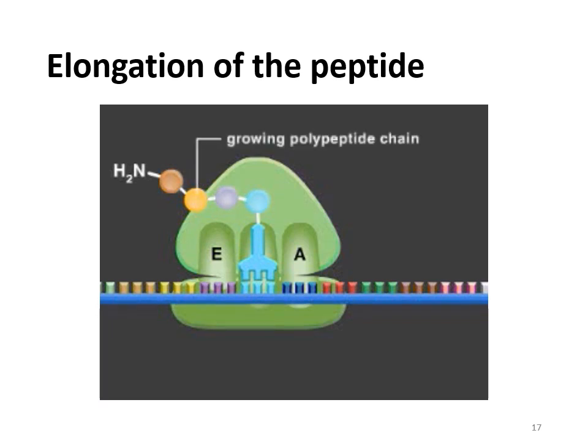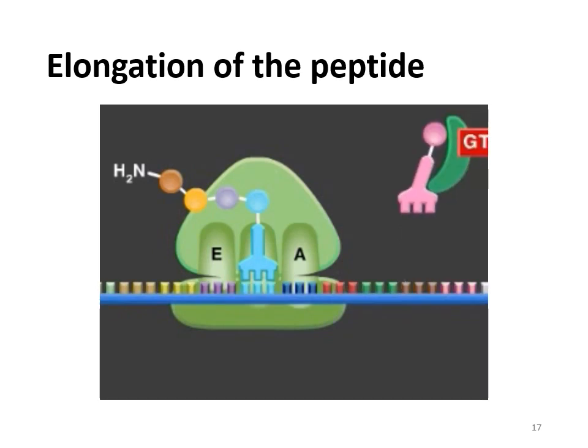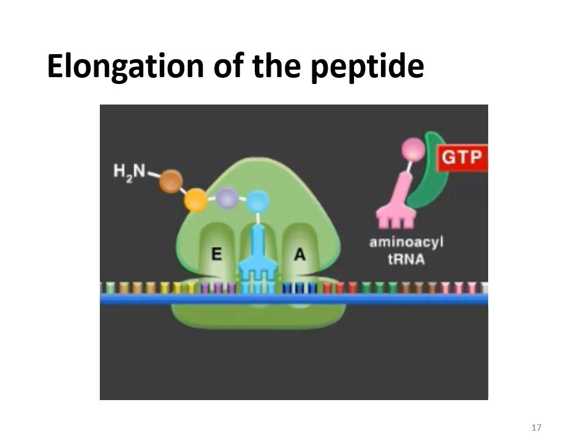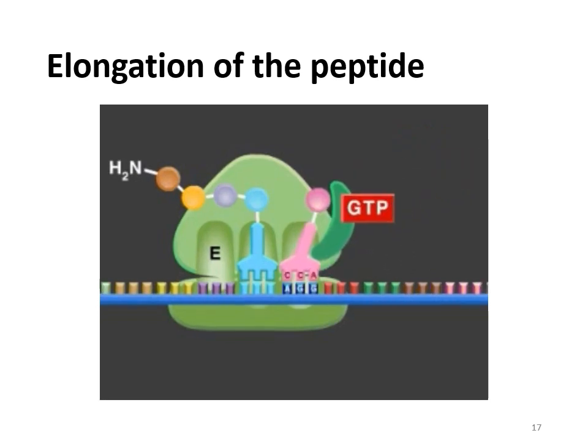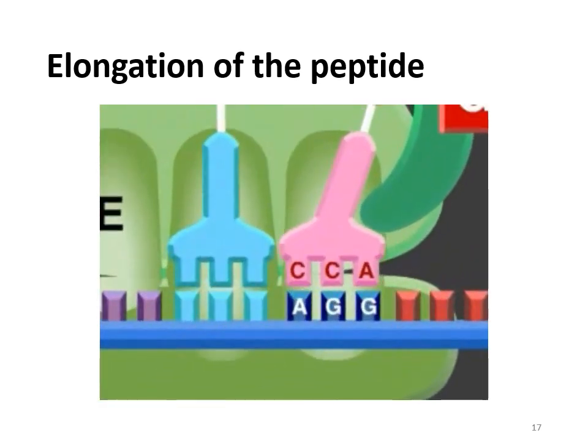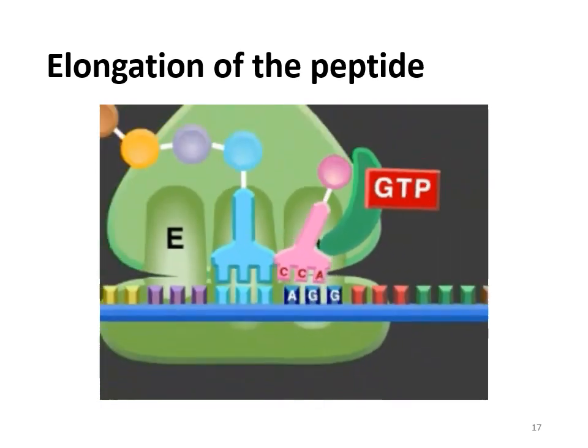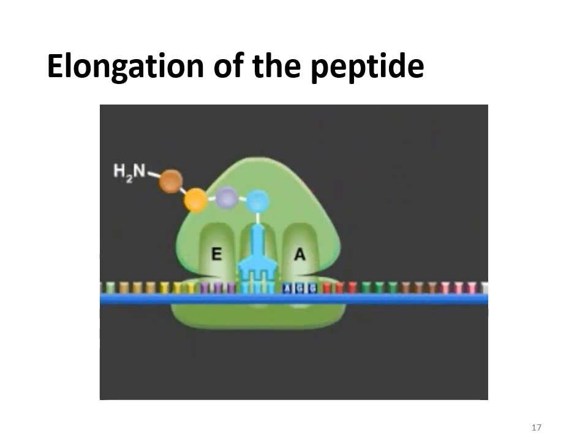To extend a growing polypeptide chain, the ribosome must select the correct amino acids that are specified by the messenger RNA. An aminoacyl tRNA bound to elongation factor TU, EF-TU for short, enters the free A site on the ribosome. If the anticodon of the charged tRNA does not match the codon in the messenger RNA, the tRNA is rejected. The process of trial and error repeats until the correct tRNA is identified.